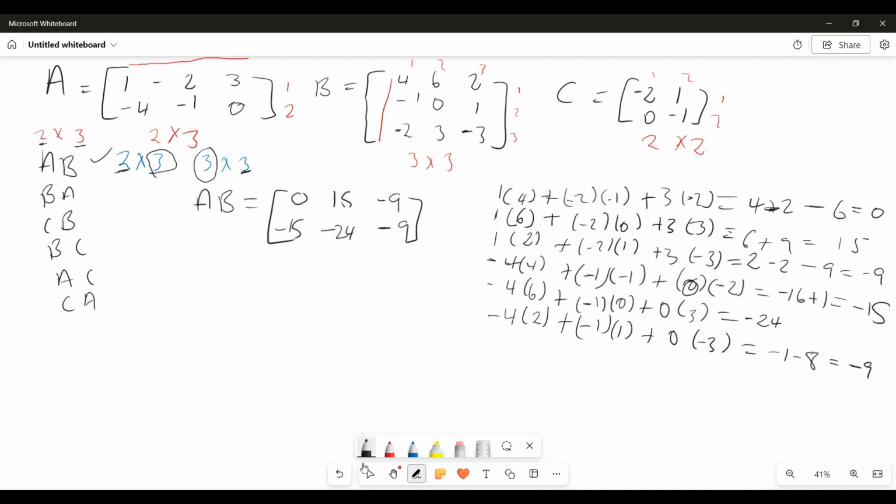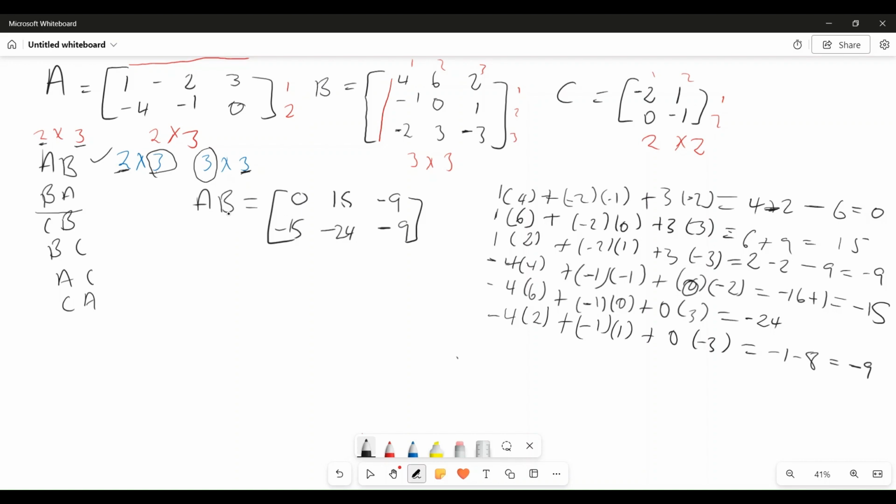Okay, so the product AB is yielding a new matrix with entries 0, 15, minus 9, minus 15, minus 24, minus 24, and minus 9, like that. Now what we can do is see whether the matrix BA is going to be the same as matrix AB, that is, if the matrix is defined.